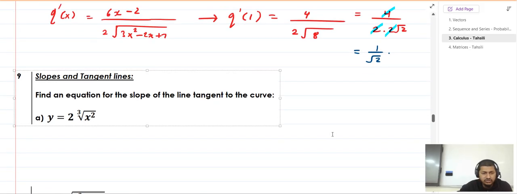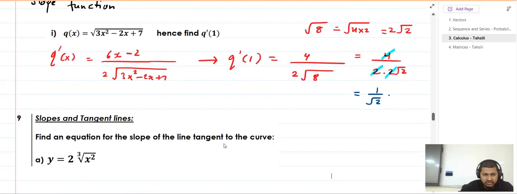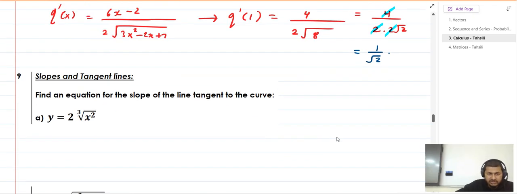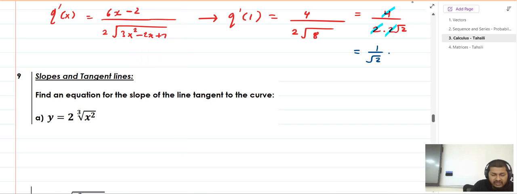Next one, slope and tangent line. As I explained, the derivative function represents a slope function. So if you substitute values inside the slope function, what do you get? You get the slope of the tangent line. So this is a function that we have. We need to rewrite this function, to find an equation for the slope of the line tangent to the curve. So we'll find the slope equation.